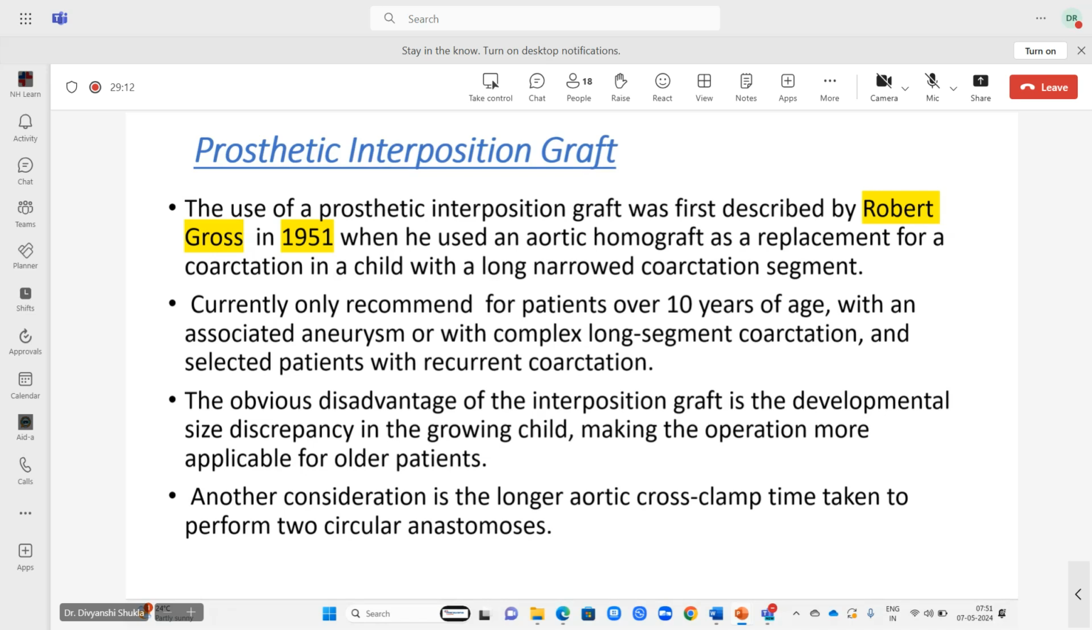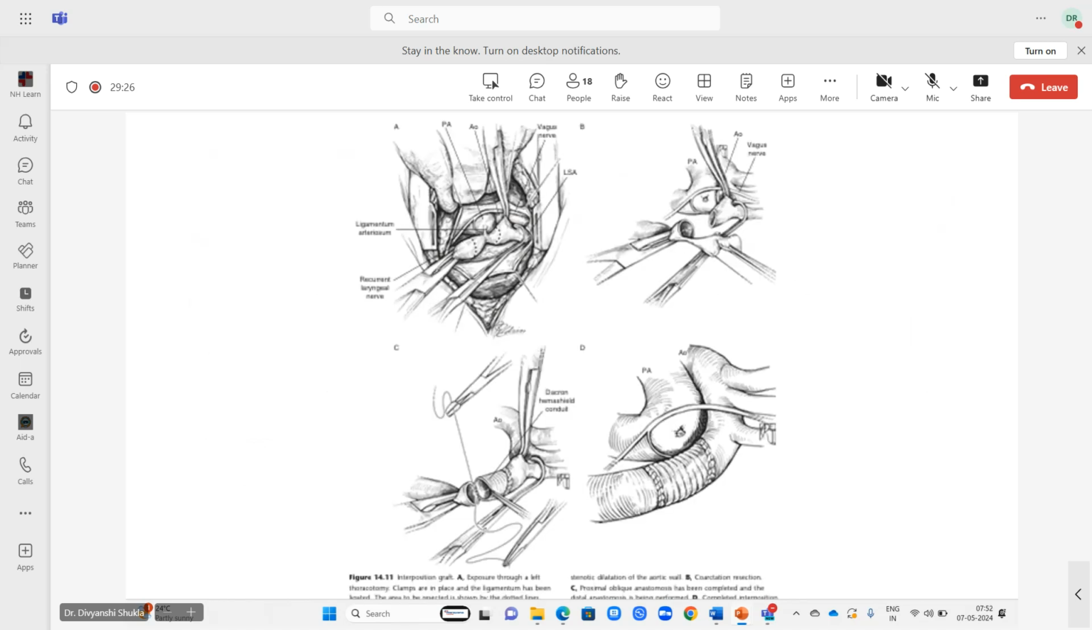The obvious disadvantage of the graft is the developmental size discrepancy in the growing child, making the operation more applicable for older children. Another consideration is the longer aortic cross clamp time taken to perform two circular anastomoses. This is a diagram depicting the same. The interposition graft has been put in after dissecting out the coarctation segment.